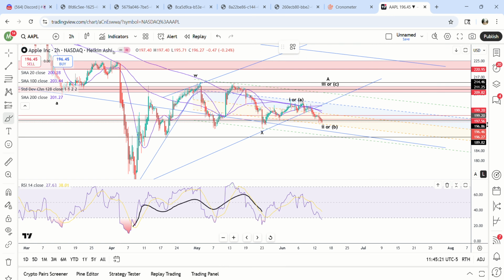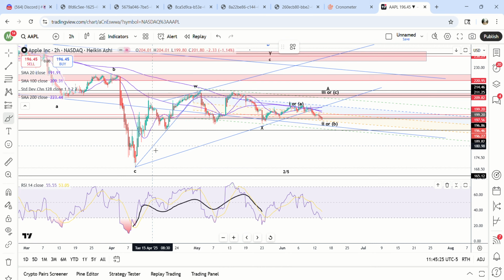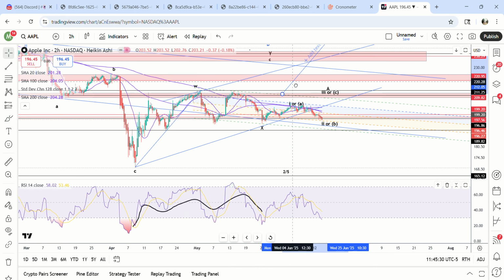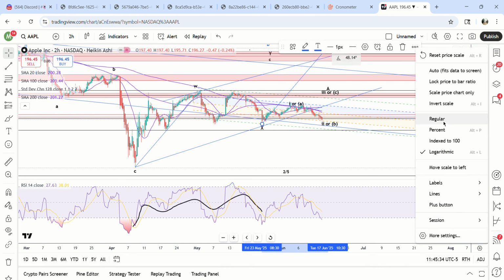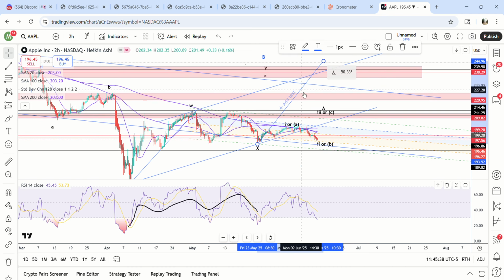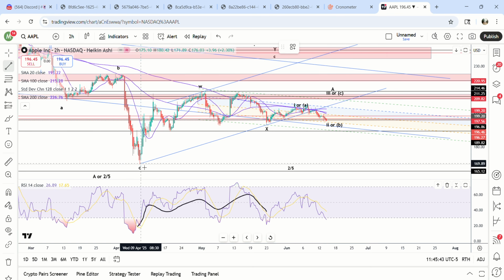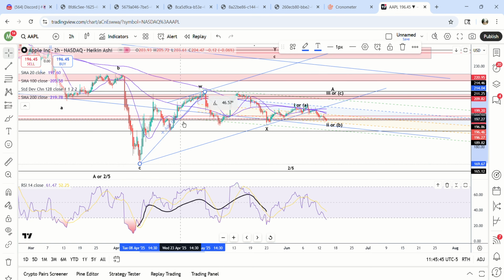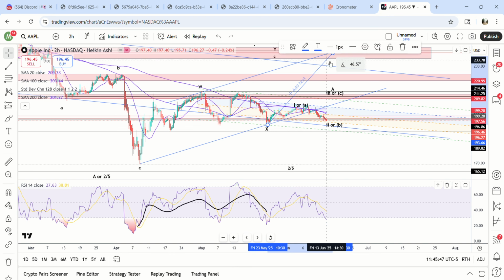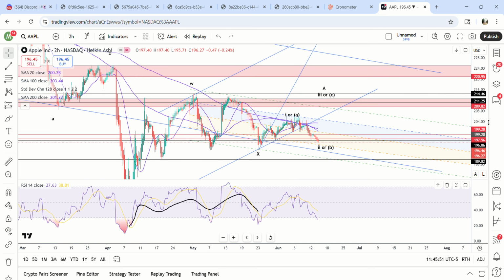But I think at some point, based on what I see from here, WX and the length of this parallel line here, look where this goes to. It goes right to 238, and that's the last gap on the chart right there. So we'll see what happens here.